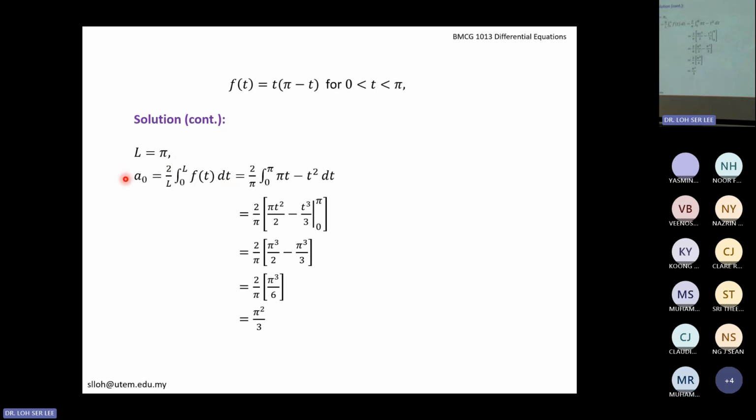This is the formula for a naught. We use the Fourier cosine series formula and substitute L by pi. Since we have only one function with one interval, we do not need to break this into two, just one integration. So integrate as usual, then substitute the values, and you get pi squared over 3. This is your a naught.